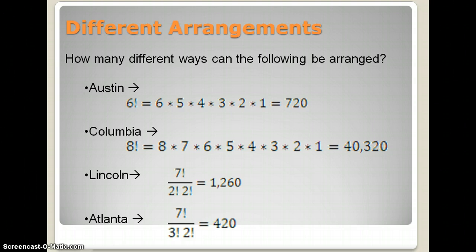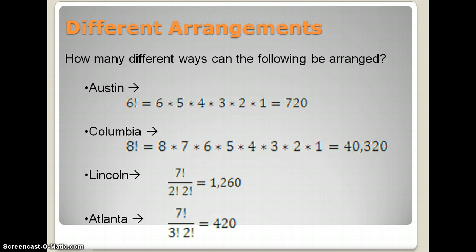Let's look at arranging these letters in the word Austin. Well, in the word Austin, if I want to rearrange those letters, I have 6 choices for the first spot. Then I have 5 choices. Then I have 4 choices. This is just a factorial. Same thing with Columbia.